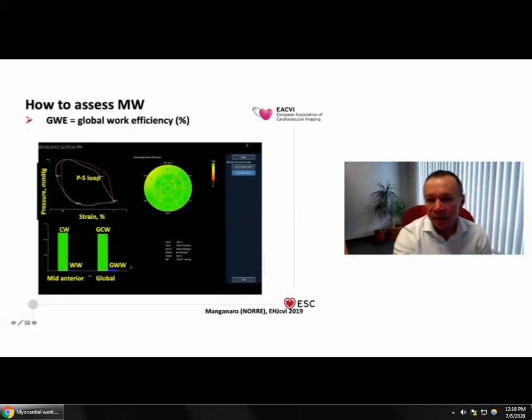And then the last index that is provided is work efficiency, which is calculated as constructive work divided by constructive work plus wasted work. The unit of work efficiency is percent, and normal work efficiency, as we have heard, is between 94 and 97%.